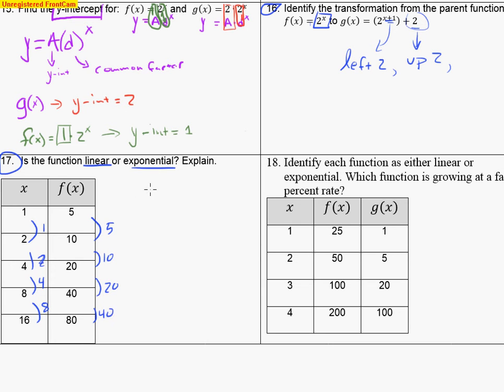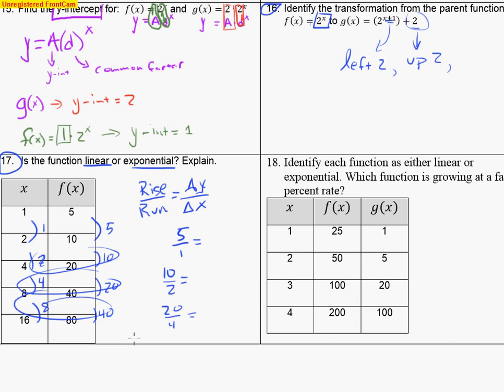So if I'm going to do my slope, which is rise over run, or in other words, my change in y over my change in x, I'm going to take all of these. I'm going to take 5 divided by 1 equals. I'm going to take 10 divided by 2 equals. 20 divided by 4 equals. And 40 divided by 8. And the answer to all these questions is 5, 5, 5, and 5.